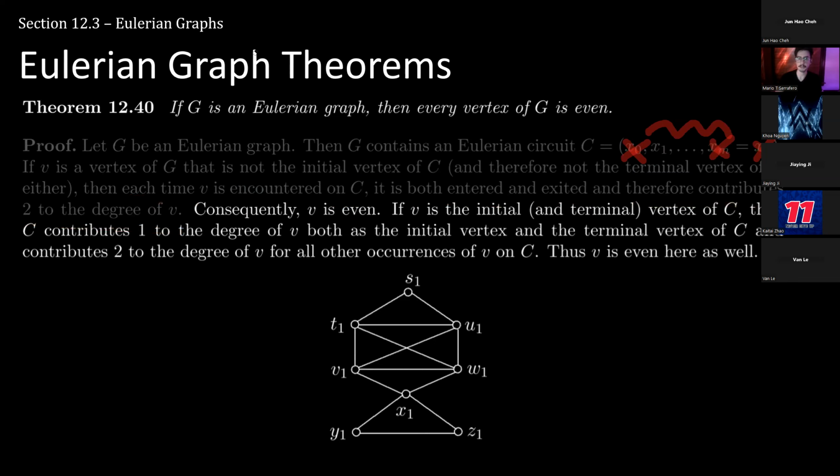So if we look at these guys, then each of them will contribute 2 edges. And if we happen to be looking at this one, then we contribute 1 here and then 1 here. So in turn, we contribute 2 to the degree here.